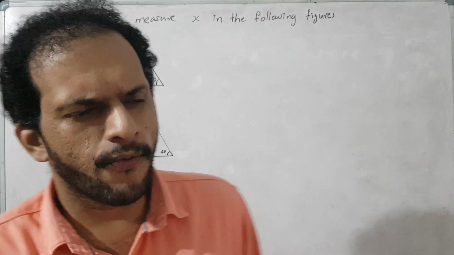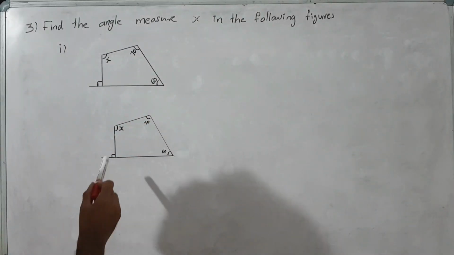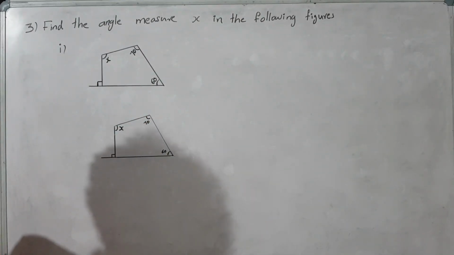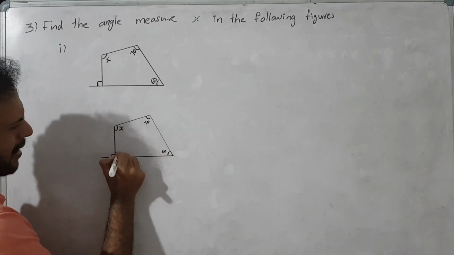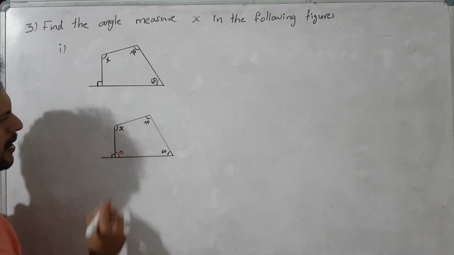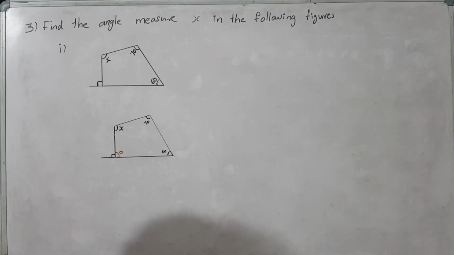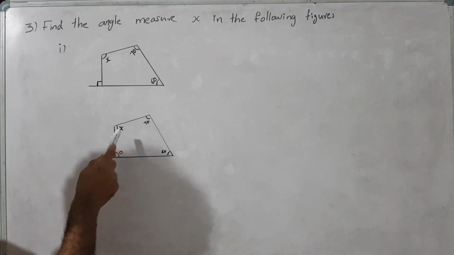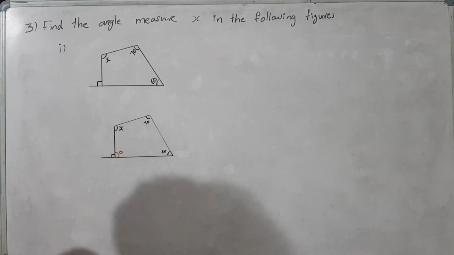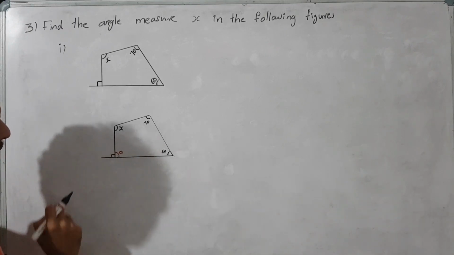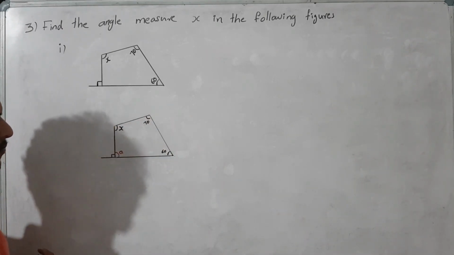Supplementary means the sum is equal to 180 degree. Okay, so for getting the value of this interior angle, I mark there one letter other than x. Okay, I use the letter A. For finding this interior angle, I am marking a letter A. Choose any variable, any letter other than those given in the question. So first we find the value of A.